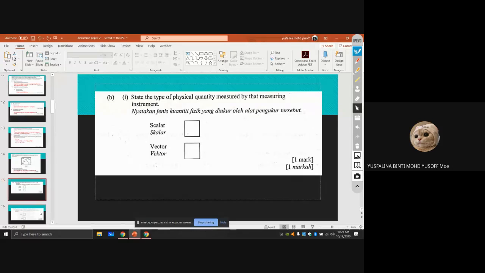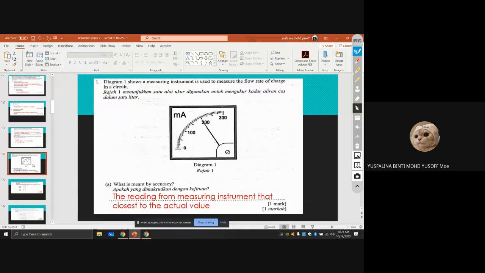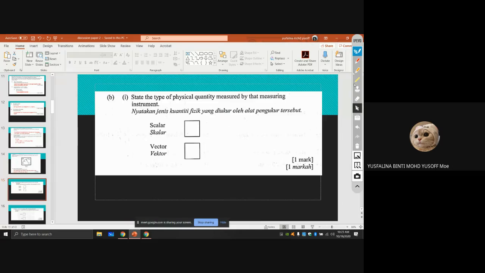Okay, state the type of physical quantity measured by the measuring instrument. So this is an ammeter. Ammeters usually measure current, and current is actually a scalar. Scalar means it only has a magnitude. For a vector, it has magnitude and also direction. Right. Next one.